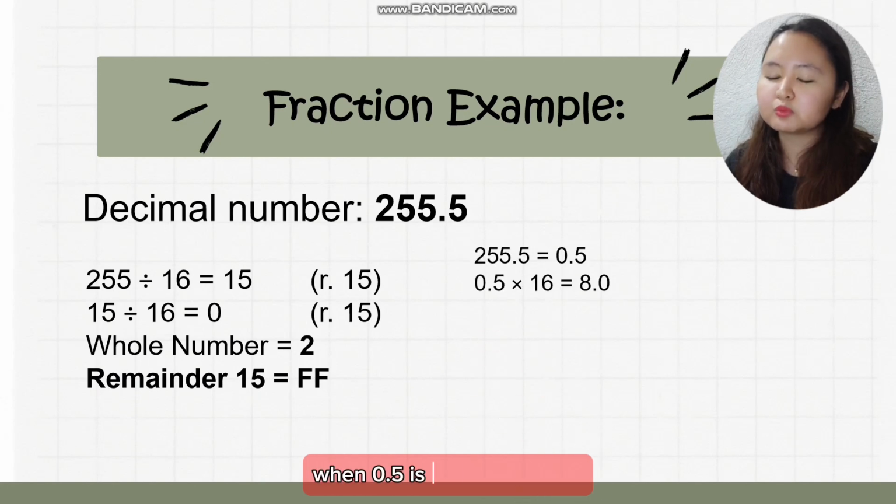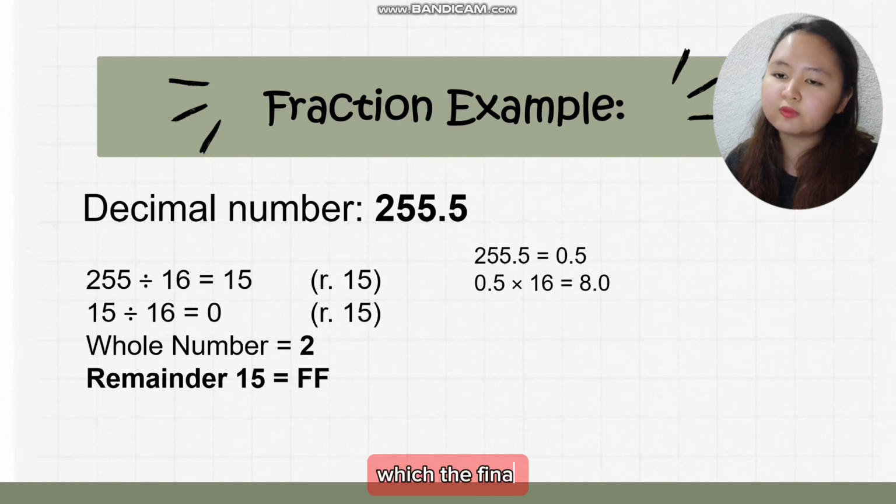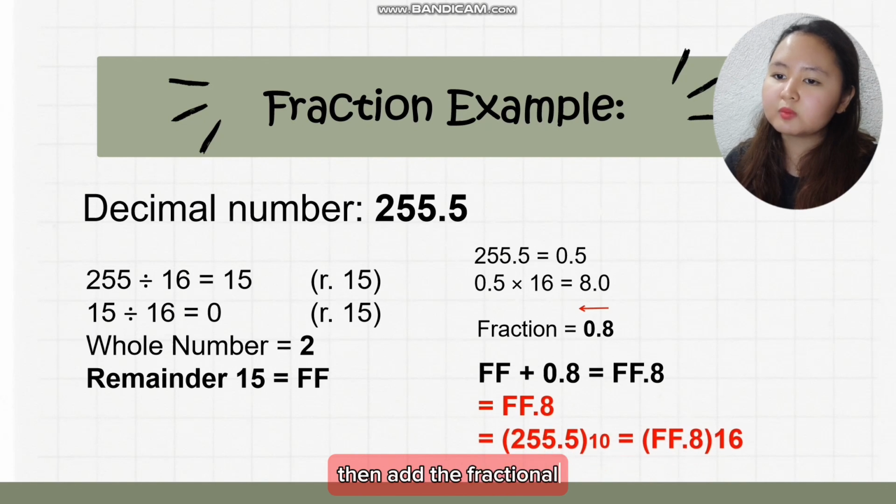When 0.5 is multiplied by 16, the result is 8.0. No decimal part remains, so the final fraction is 0.8. Then add the fractional part to the whole number hexadecimal representation. FF plus 0.8 equals FF.8. Therefore, the hexadecimal equivalent of the decimal number 255.5 is FF.8, or 255.5 in base 10 equals FF.8 in base 16.